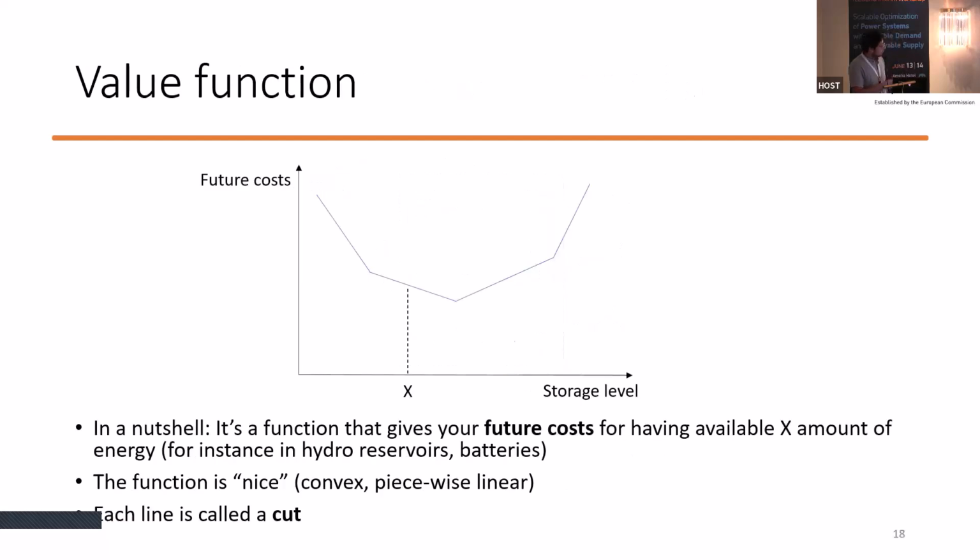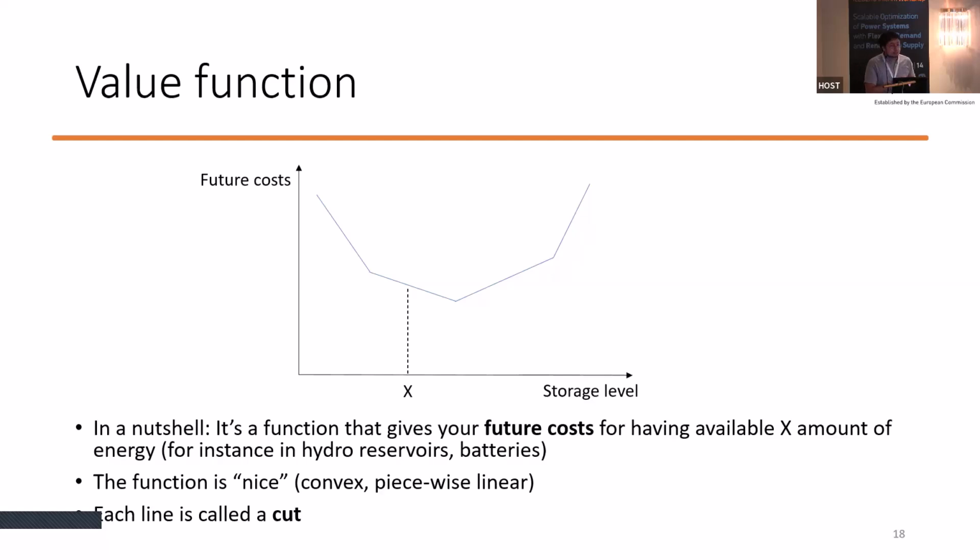Here on this slide, you see an example of a value function. On your y-axis, you have the future costs. On the x-axis, you have the storage level. What the value function is telling you is that if you have X amount of storage, then you are going to have this amount of future costs in your system. You can think, for instance, of this X as the amount of water that you have available in your reservoirs, or the amount of energy that you have available in your battery.